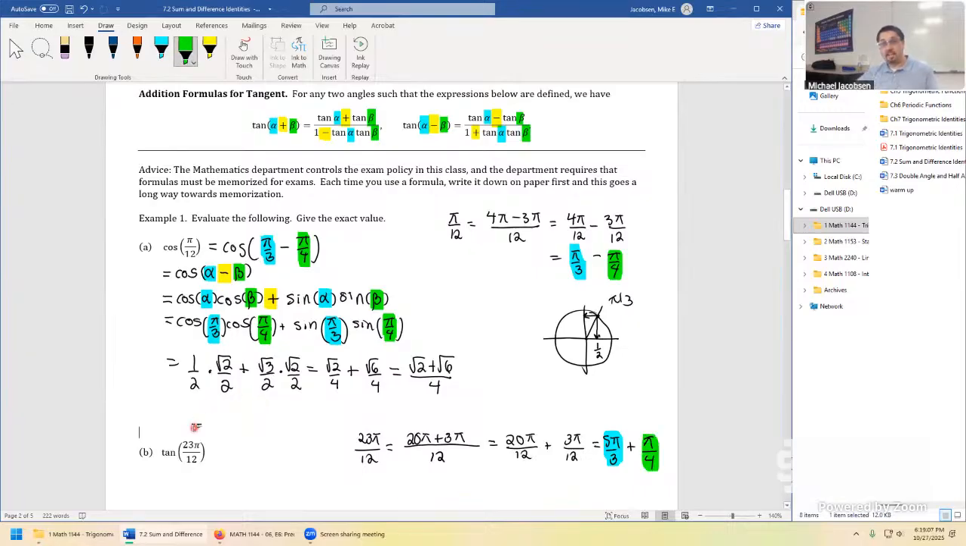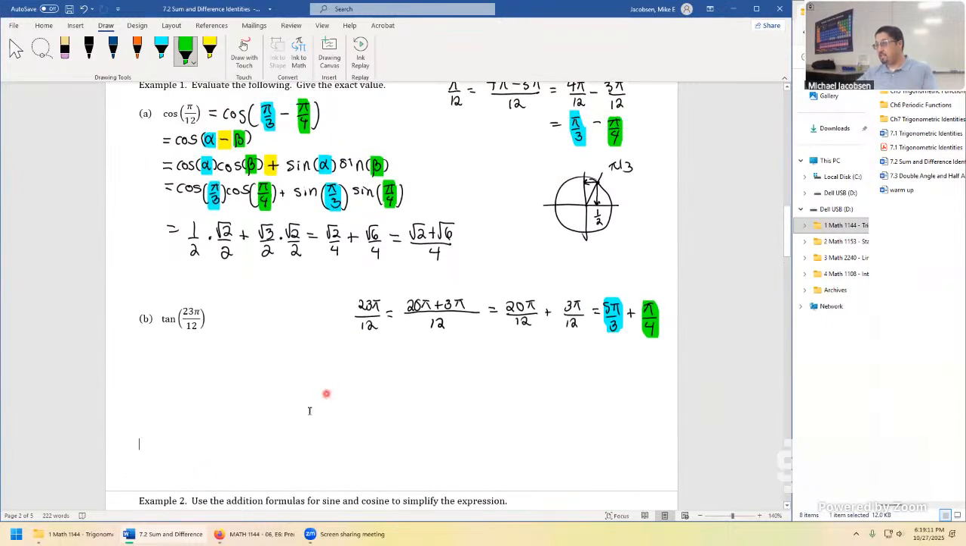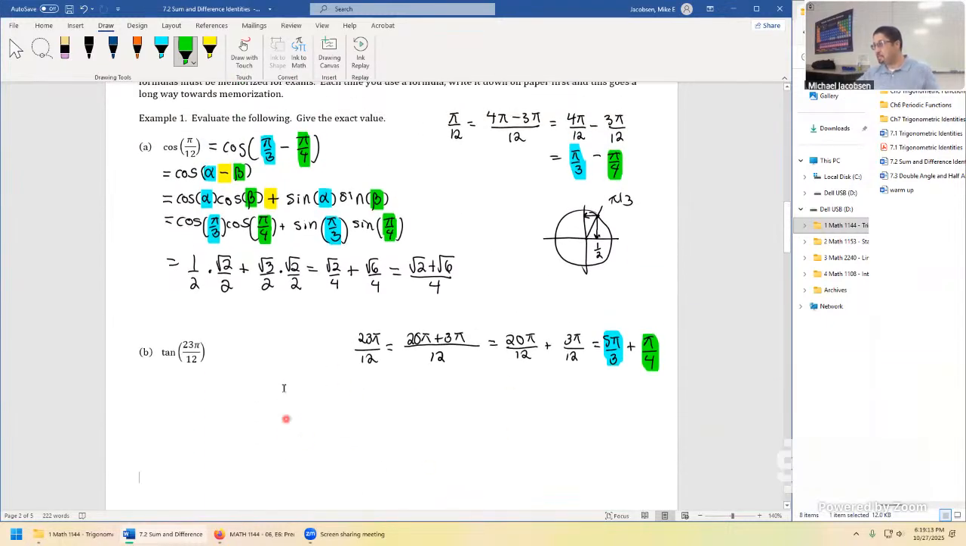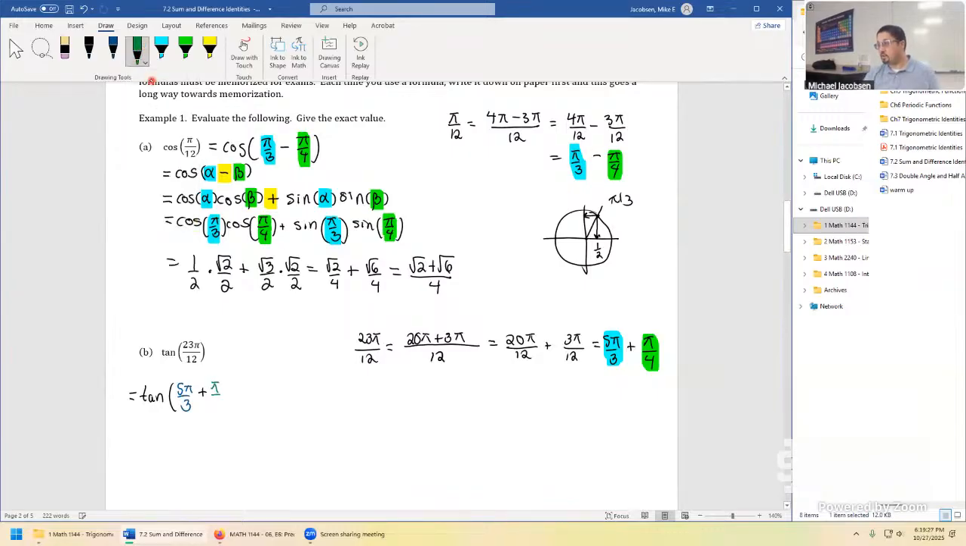So we can break down tangent into a sum formula. Let's scroll down just a bit so that we can see what all the work is going to look like. This is going to be tangent of 5 pi over 3 plus pi over 4. That's good because now we're expressing tangent in angles we can work with.